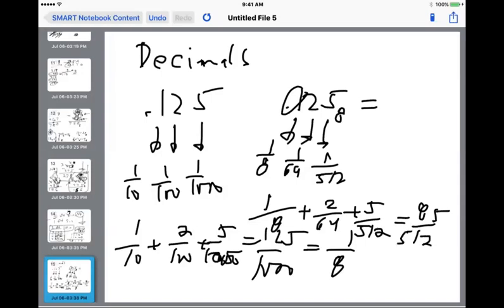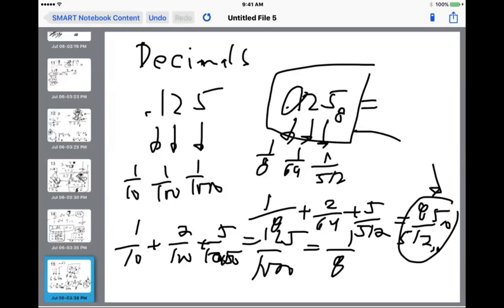This number, by the way, this is a base 10 fraction. In other words, these numbers are all base 10. This 85 is not in base 8. So I'm converting a decimal in base 8 to a fraction. I've never seen anyone make a fraction with base 8 in the numerator and denominator.